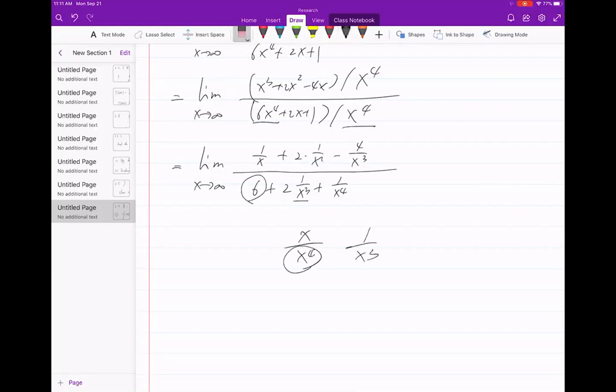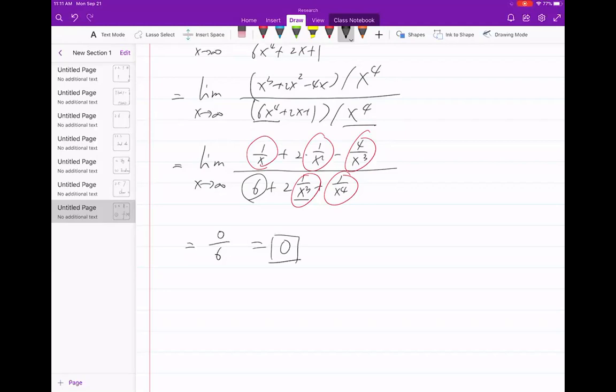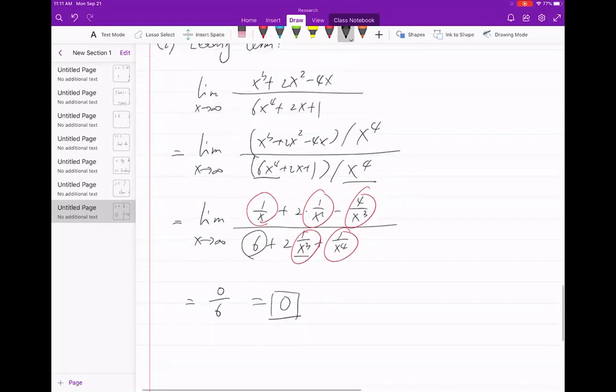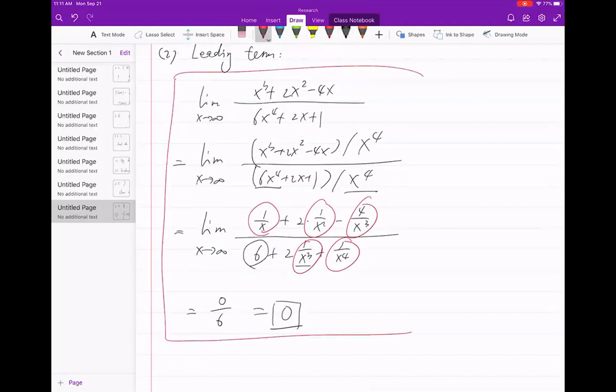Okay? With that in mind, when we finish this, we know this is 0, this is 0, this is 0, this is 0, this is 0. So together it's 0 over 6, which is 0. Okay? That is the idea of leading terms. The keys are the following.